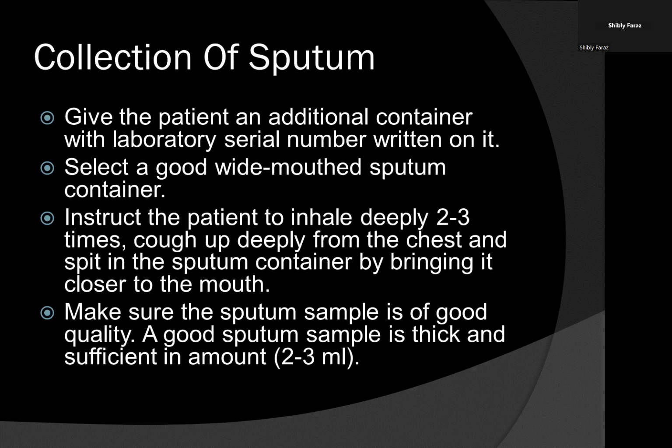Collection of sputum. Give the patient an additional container with laboratory serial number written on it. Select a good wide-mouthed sputum container. Instruct the patient to inhale deeply 2 to 3 times, cough up deeply from the chest, and spit in the sputum container by bringing it closer to the mouth. Make sure the sputum sample is of good quality. A good sputum sample is thick and sufficient in amount, 2 to 3 ml.